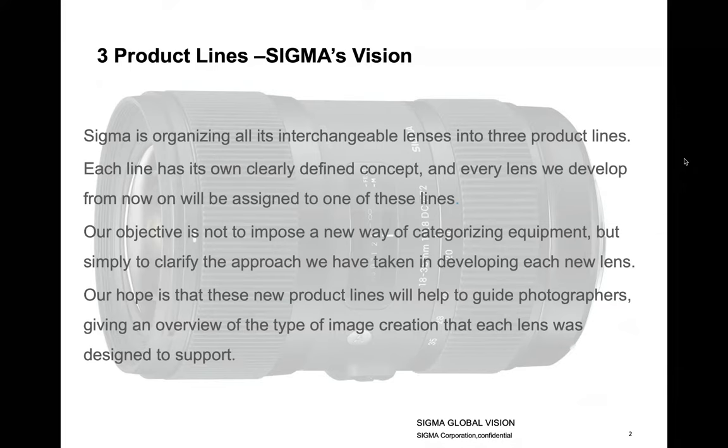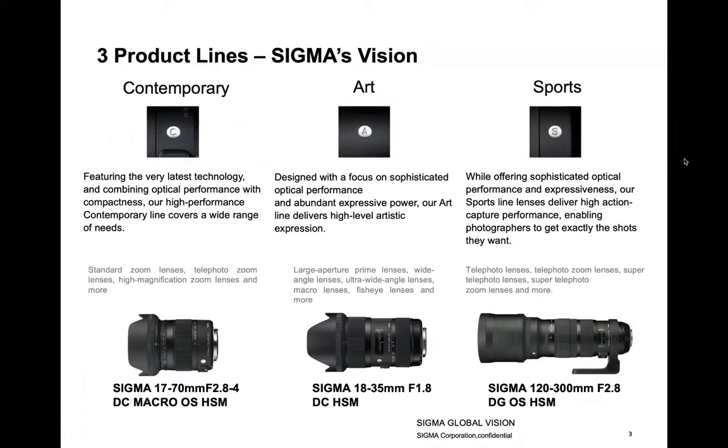Yeah, as I told, Sigma Global Vision is categorized into three. We can move to the next. This is what I explained: Contemporary, Art, and Sports series. Again, Contemporary is a short zoom lens. Art gives an artistic effect, which comes under the category of candid portraiture. Sports comes under the rugged category, completely aligned with a metal case, and each lens has a rubber seal on it. So it's exactly for a traveler. Next slide, sir.